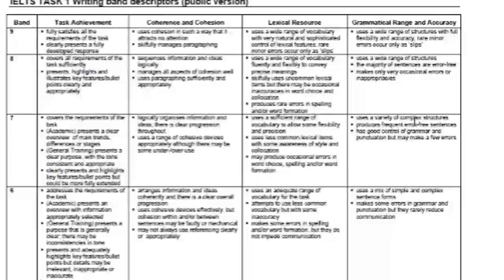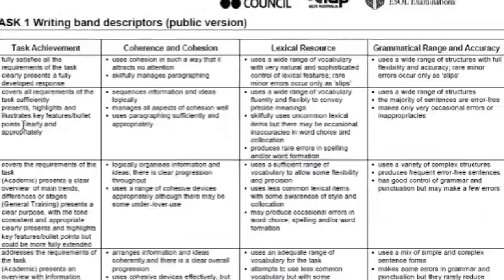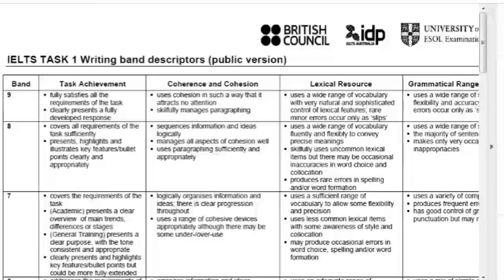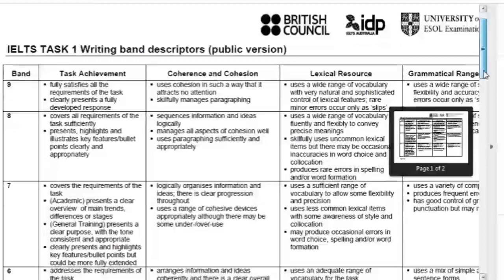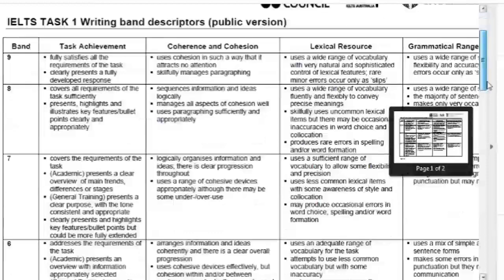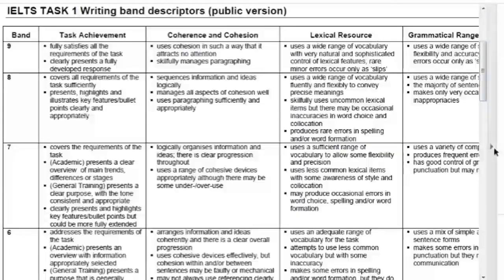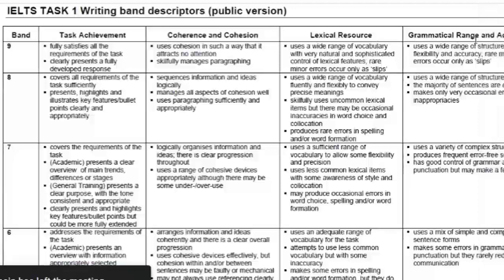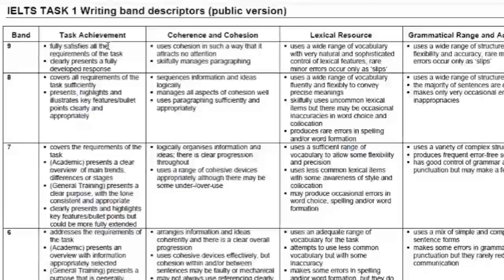Let me make it a bit bigger so that you can see a bit. So how do they do it? There are 4 things they take into account while scoring you: task achievement, coherence and cohesion, lexical resource, and grammatical range and accuracy. They score you 4 times actually. 4 times they score you.